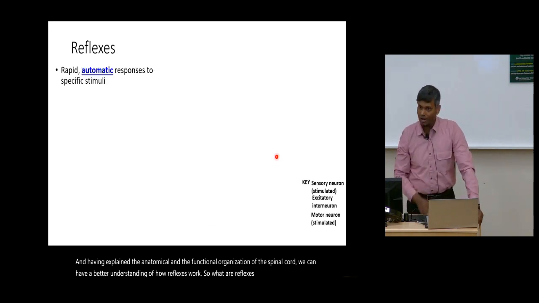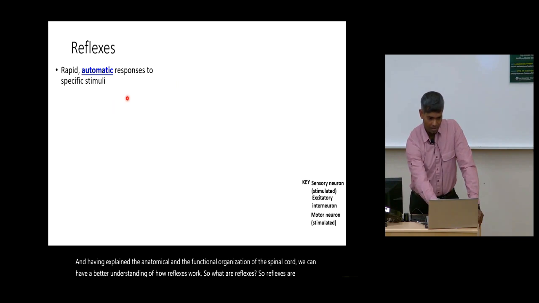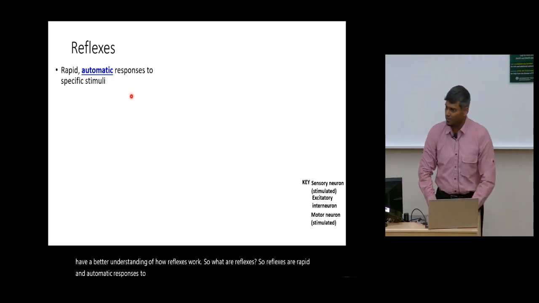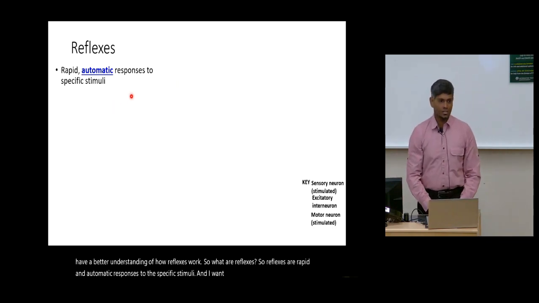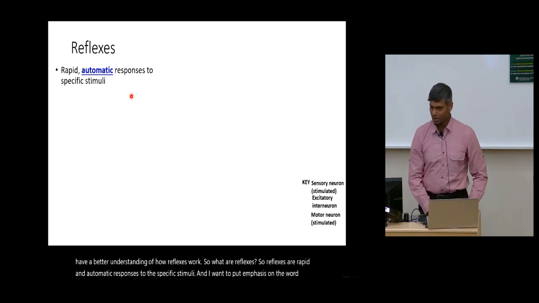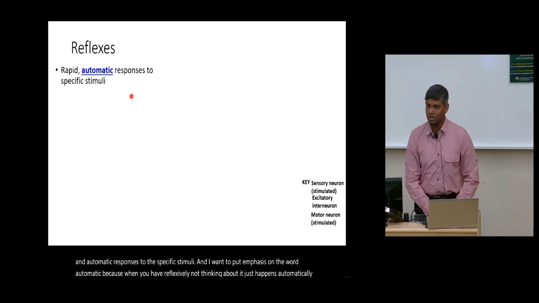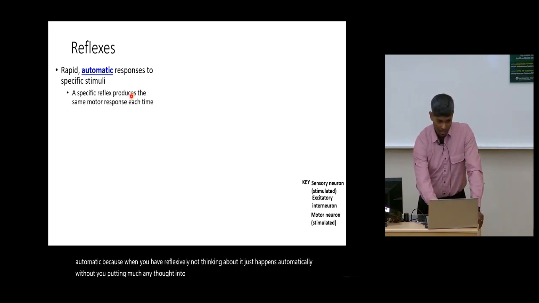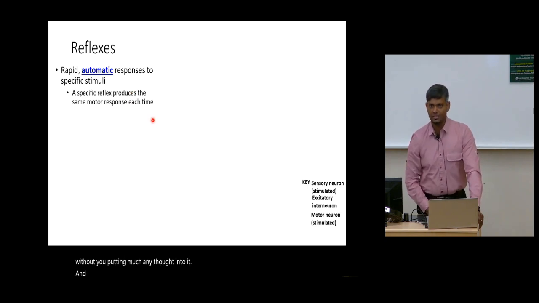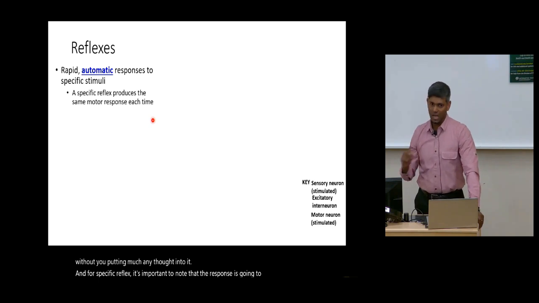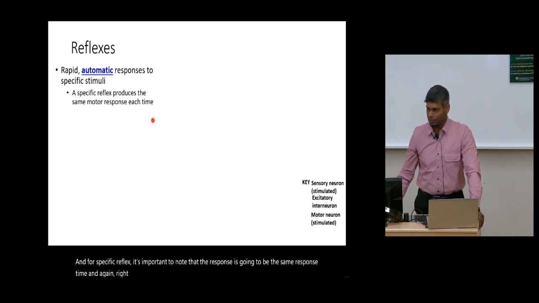So reflexes are rapid and automatic responses to specific stimuli. And I want to put emphasis on the word automatic because when you have a reflex, you're really not thinking about it. It just happens automatically without you putting much thought into it. And for a specific reflex, it's important to note that the response is going to be the same time and again, right? So you can always expect the same type of response for a given reflex.